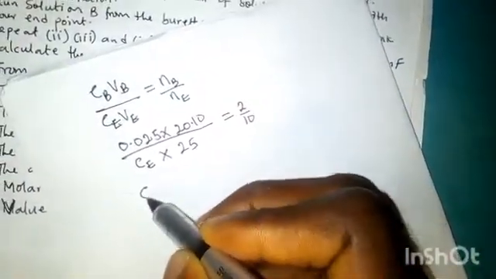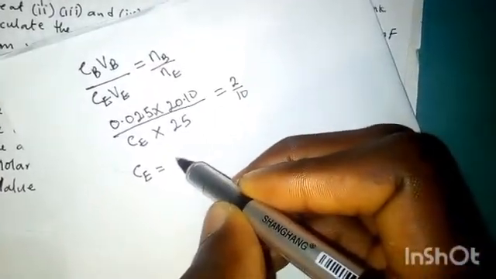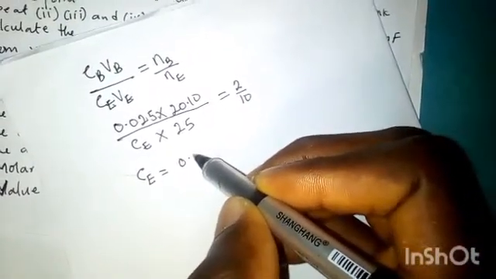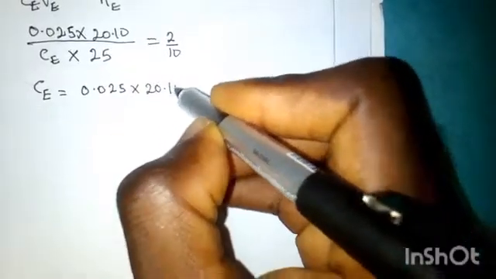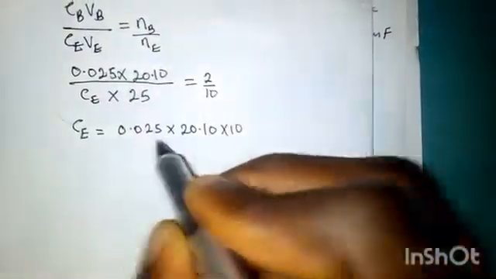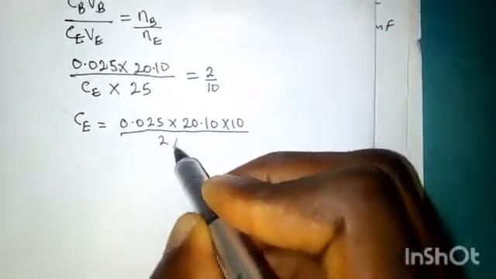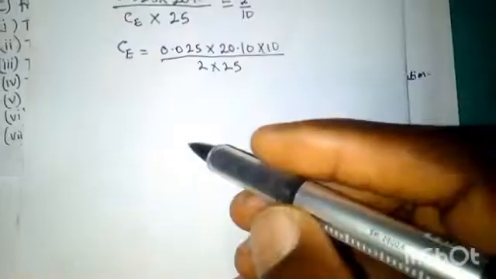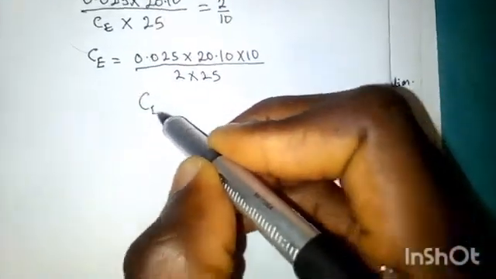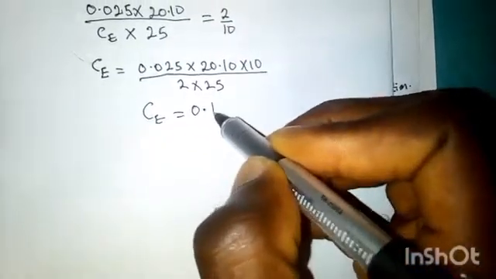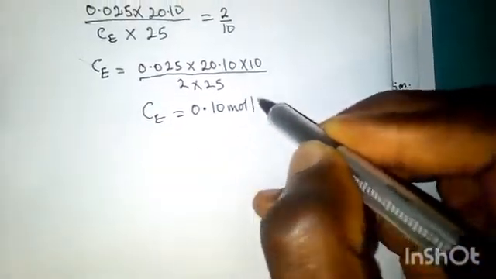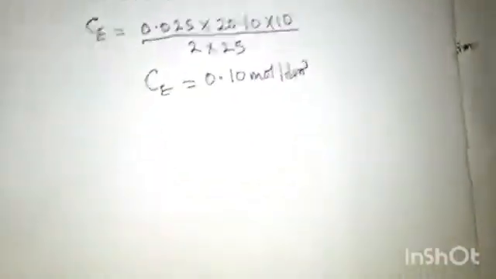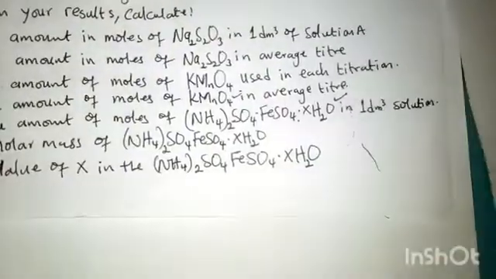So now to make CE the subject of the formula, I make this to be 0.025 times 20.10 times 10, all over 2 times 25. So let's go over to the calculation here and tell the answer. The answer to this is CE equals 0.10 mole per dm cube. So that's the number of moles in 1 dm cube.